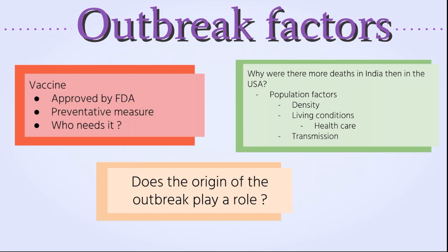Let's look at an example. Why were there more deaths in India than there were in the US? So let's see some population factors. The population density, obviously in a village in India, is much more dense than it is in the US. Therefore, the living conditions are much different, and people are closely tight-knit together, so transmission is easier. And in a village in India where poverty is high, healthcare isn't as good, so there wasn't treatment for those people and more people ended up dying, whereas in the US there is treatment and people were able to access that.